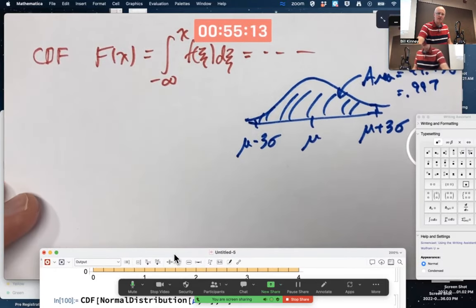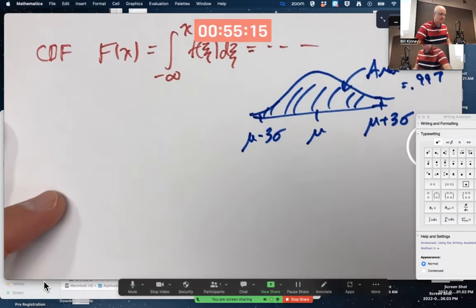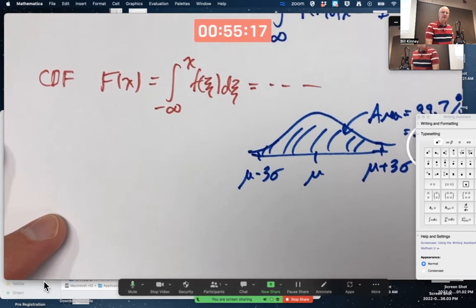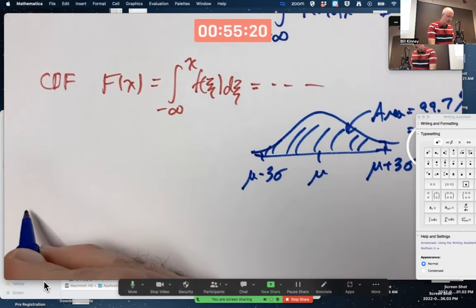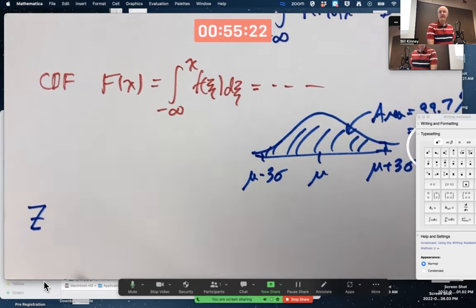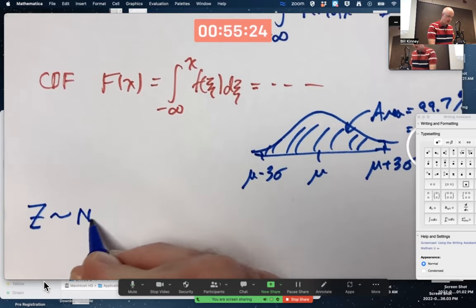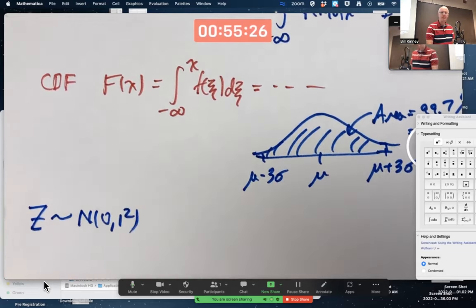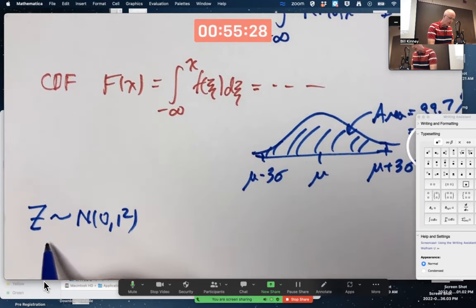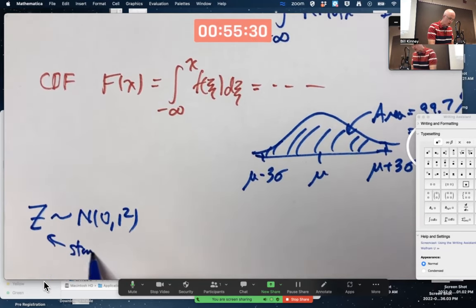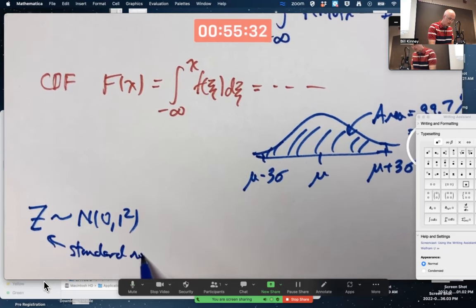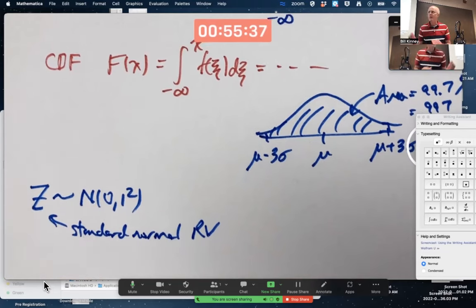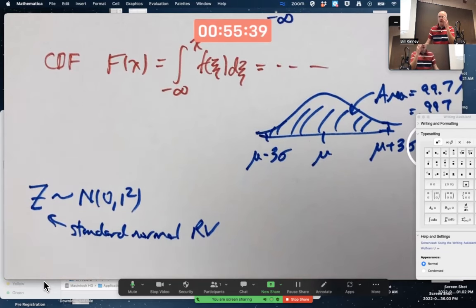In the case where the mean is 0 and the standard deviation and also variance is 1, we do typically use the letter Z for a standard normal random variable. Standard normal random variable, mean of 0, both the variance and the standard deviation are 1 because, of course, 1 squared is 1. Square root of 1 is 1.